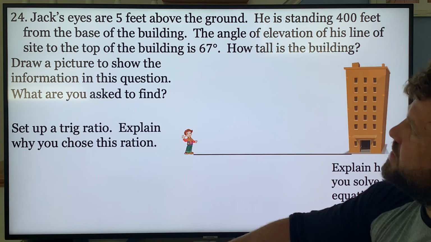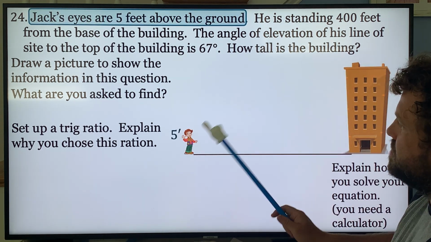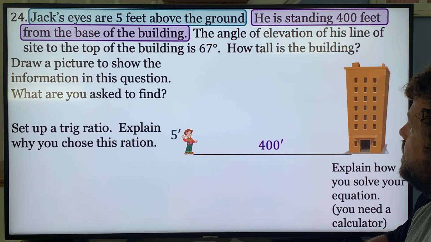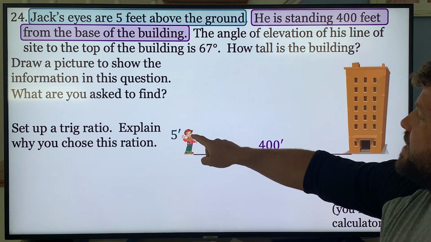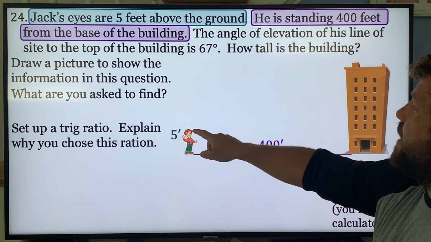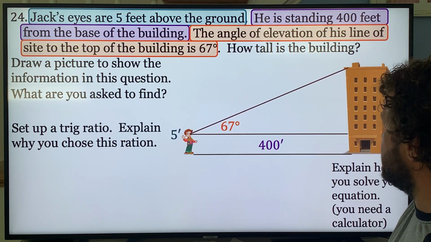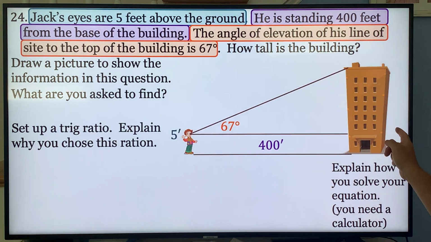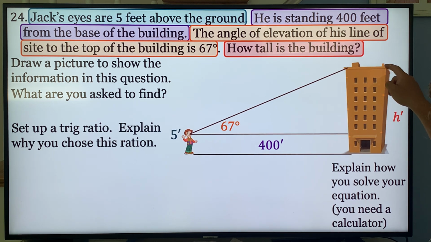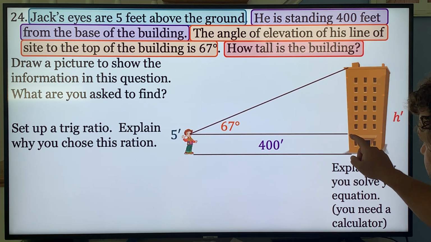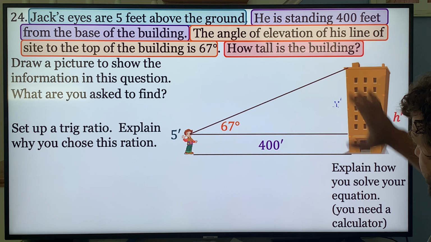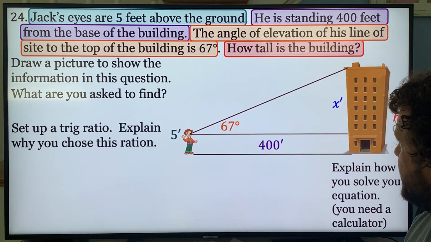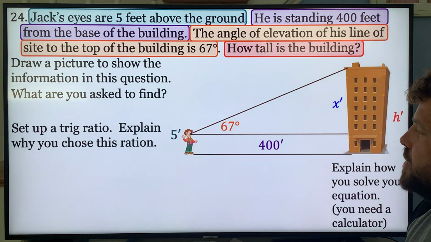Now let's fill in some stuff. His eyes are 5 feet above the ground, standing 400 feet from the building. The angle of elevation from his line of sight to the top of the building is 67 degrees. How tall is the building? We don't know this side, but we have a triangle, so we need to find it. Once we find it, we can add Jack's eye height, and that gives us our total height. So what do we have to find?